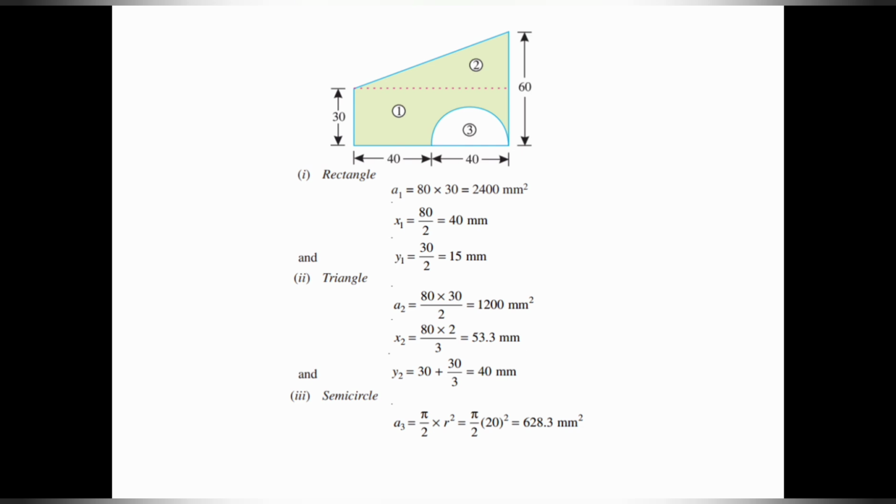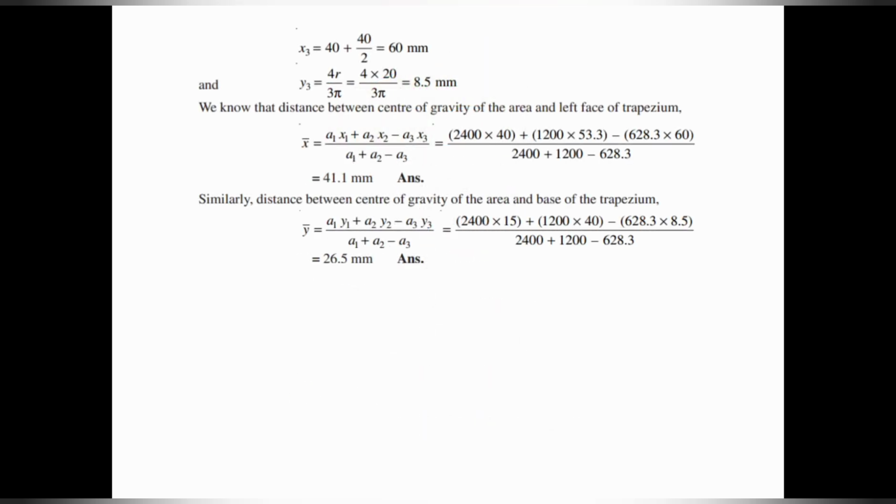Then the semicircle: if you see the leftmost portion, it is not coinciding with the y-axis. Again you have to add 40 here for finding x3. So x3 is equal to 40 plus 40 by 2, then y3 is equal to 4r by 3 pi, that is equal to 8.5. These can be substituted in the formula for composite sections.